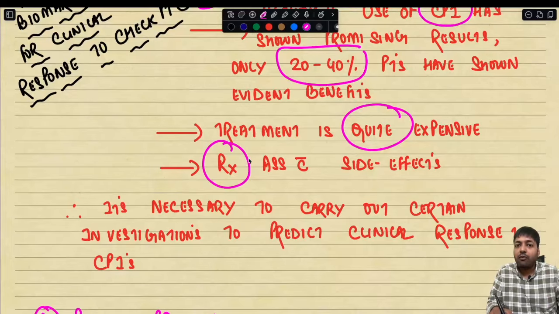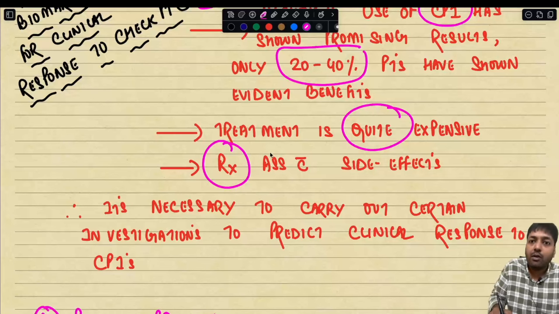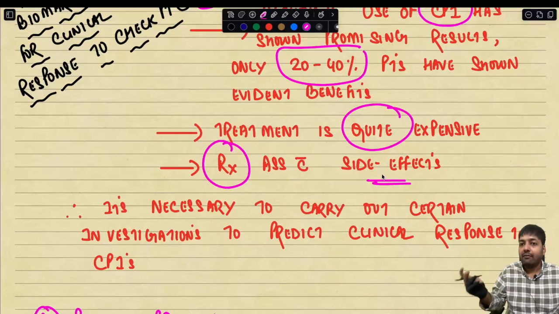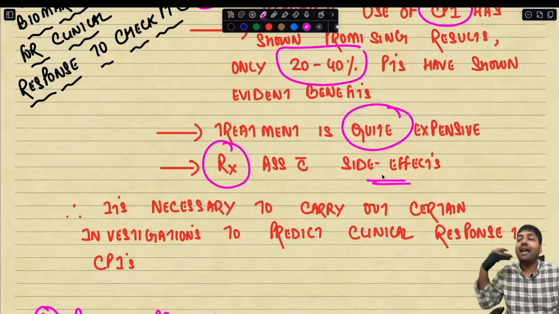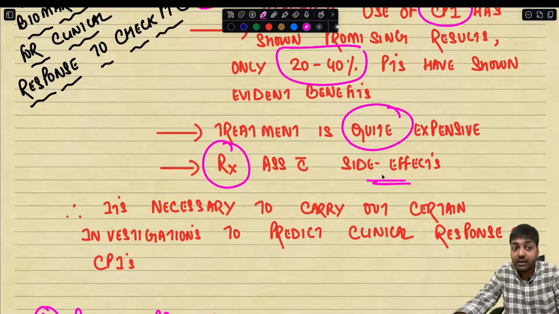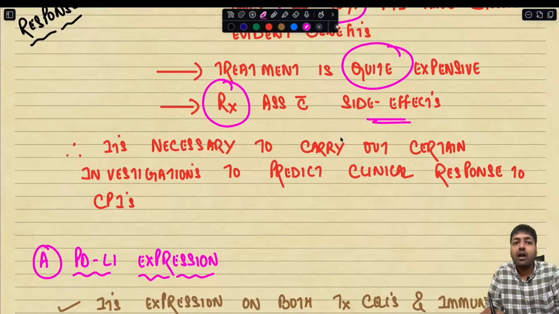Also, checkpoint inhibitor therapy has side effects, so we should not use it just like that. We have to do certain tests before we administer checkpoint inhibitor therapy to the patient. Therefore, it is necessary to carry out certain investigations to predict the clinical response to checkpoint inhibitors.